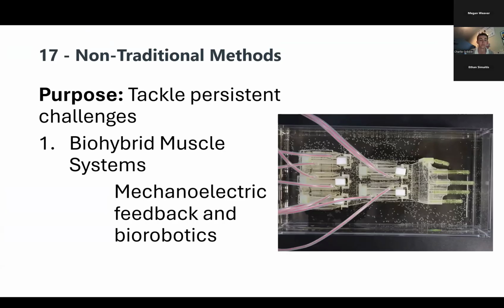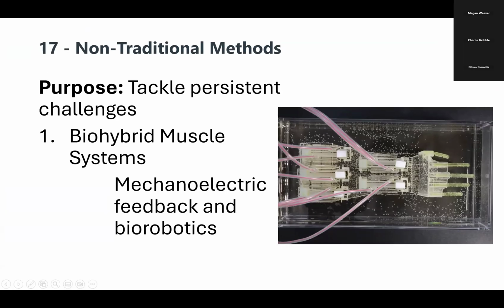Okay, so in skeletal muscle tissue engineering, traditional methods usually involve seeding the myoblasts or satellite cells into biodegradable scaffolds. But several research groups are exploring more non-traditional strategies, which are approaches that break away from this scaffold-cell paradigm and often borrow from other disciplines and rethink these problems from a new angle.